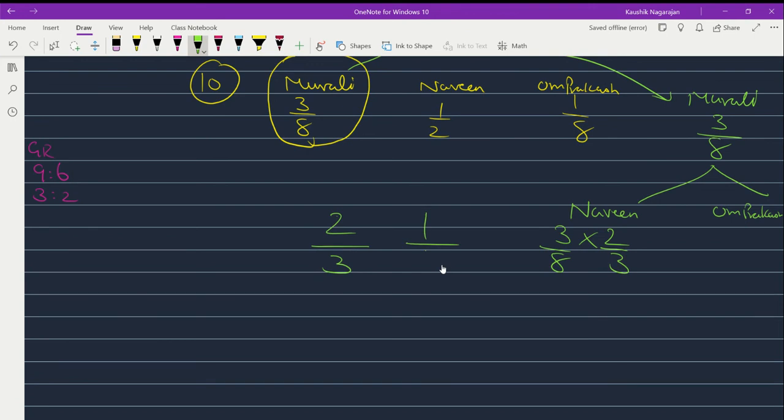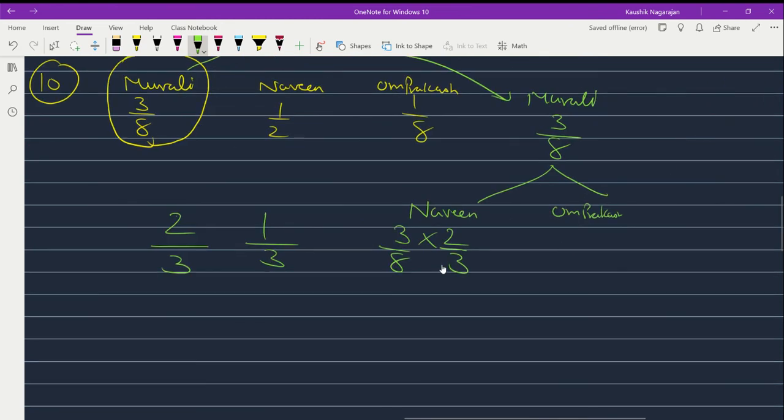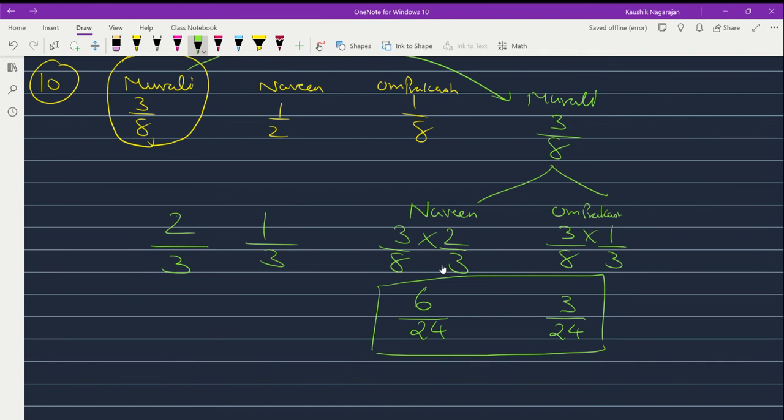So that is one third. Out of two third, Naveen takes away, the remaining balance will be one third. So that will be taken by Om Prakash. So we need to calculate what is 3/8 of one third. This will give you 3 twos are 6 by 24, and here it is going to be 3 by 24. So this is nothing but the gain which we have received.